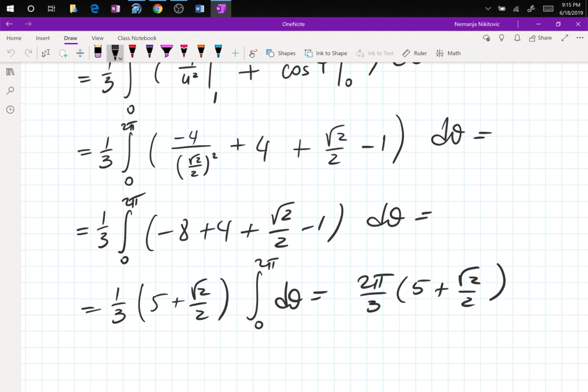So that's what you can do. The length of the curve as well and other stuff. So take a look at these things.